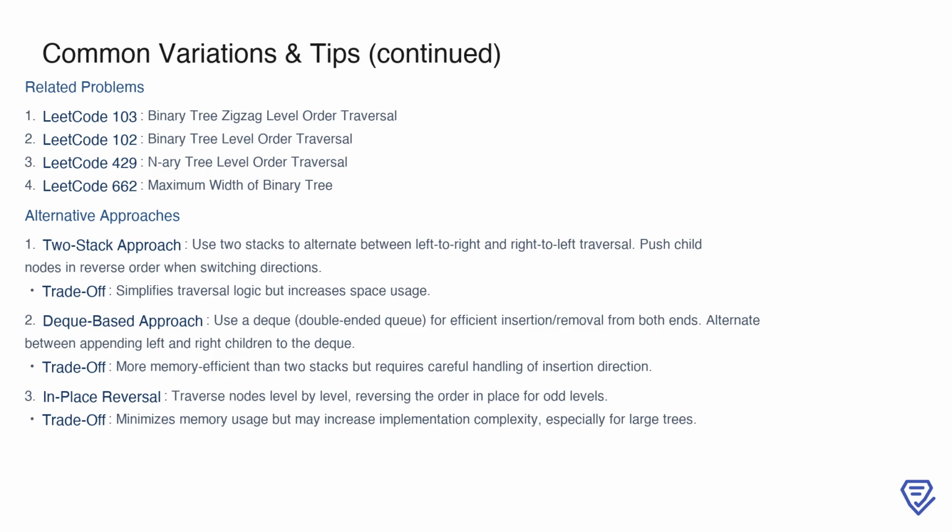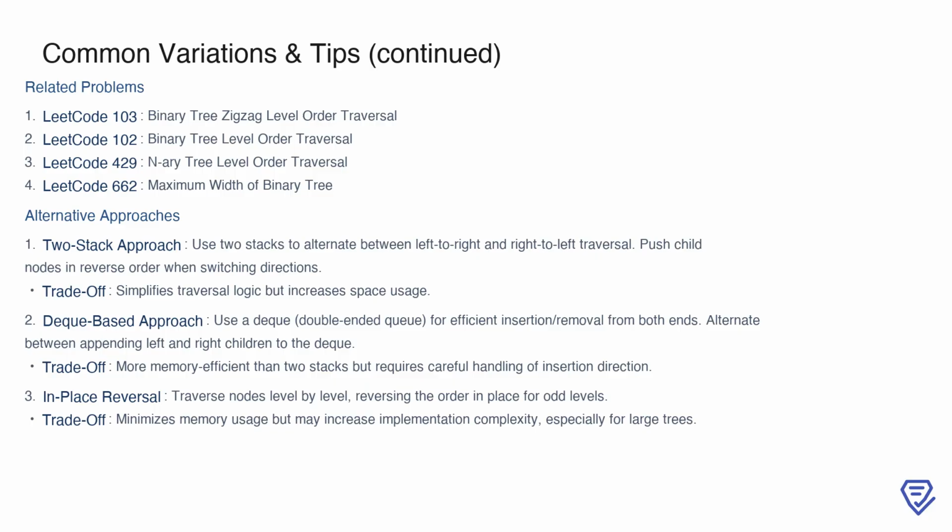Finally, let's look at some related problems and alternative approaches that can expand your understanding. For related problems, LeetCode 103 focuses on binary tree zigzag level order traversal, which is directly linked to this topic. LeetCode 102 explores standard level order traversal, while LeetCode 429 extends this concept to n-ary trees. Another interesting problem is LeetCode 662, which deals with calculating the maximum width of a binary tree.